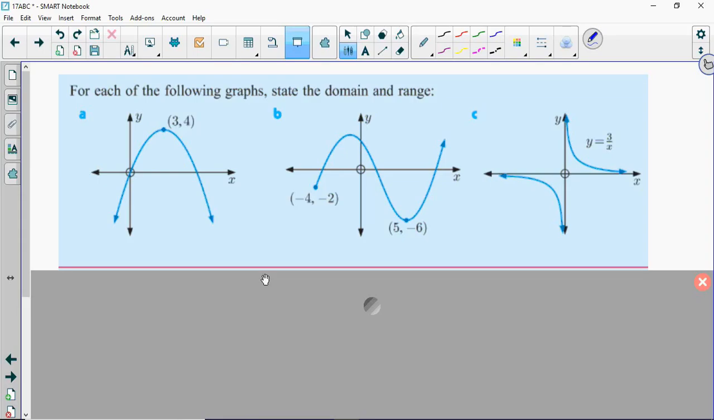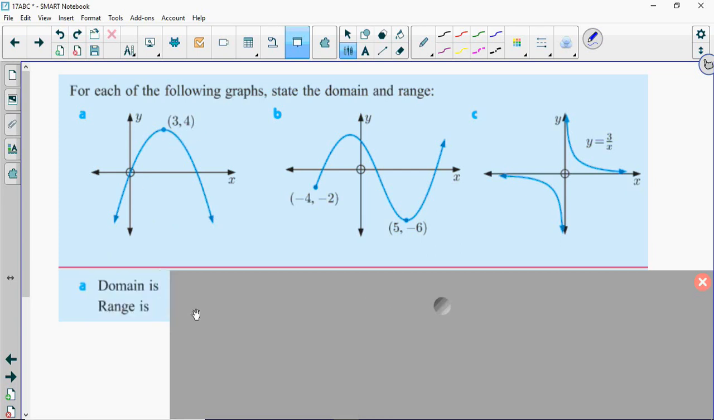Let's just take a look at a few more. So this first one is another parabola. So again, its x values are going to be all real numbers, but this time its y values, the highest y value is 4, so it's got to be everything less than or equal to 4.